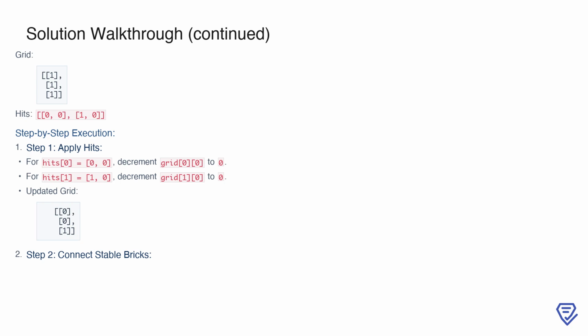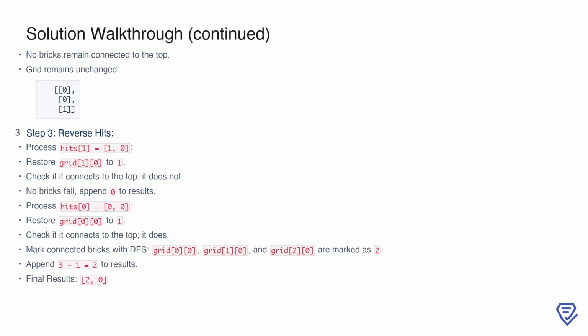The updated grid now shows only one brick remaining at the bottom, disconnected from the top row. This setup will demonstrate how stability is affected when the entire top row is removed. Since no bricks remain connected to the top row after the hits, the grid remains unchanged in terms of stability.